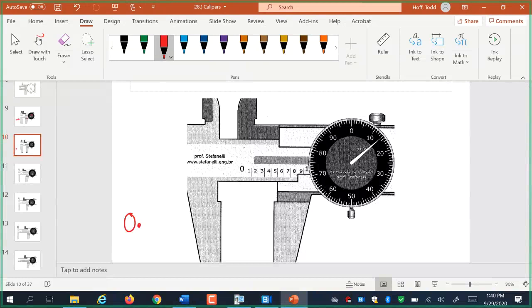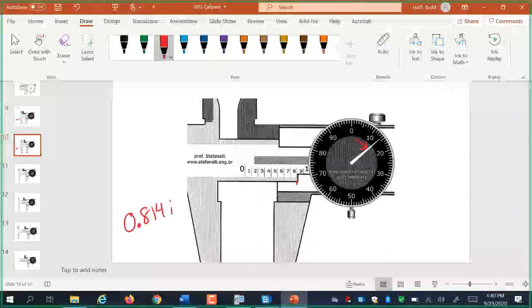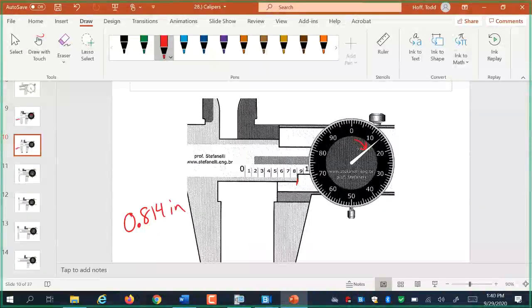What's the rest of it? 8, 1, and 4. Perfect. This is past the 8 because the dial has just passed 0. That is 8, and then it's 14 on the dial, so 814. So 0.814 inches or 814 thousandths of an inch.